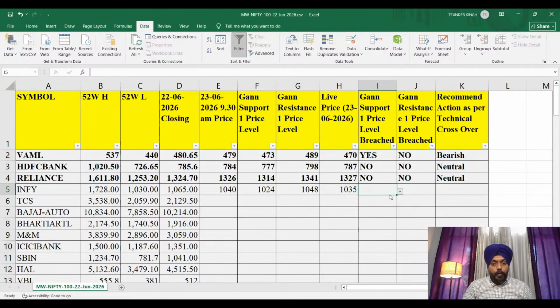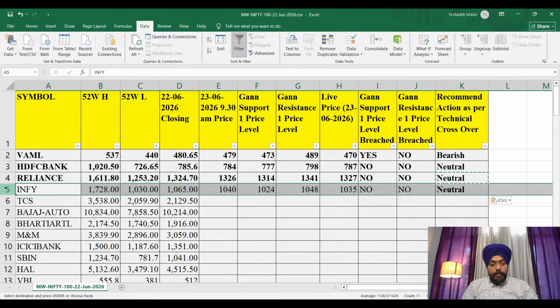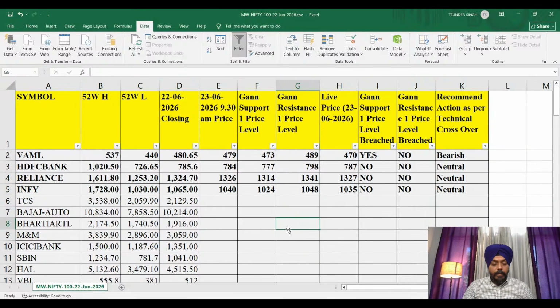Gann 1 support breached? No, obviously. Resistance breached? No. So as of now, the stance is neutral. So we have completed the analysis of the four stocks. Now you tell me how you will utilize this information, whether it is for your own portfolio management or for guiding others. So you should not be dependent on anyone.